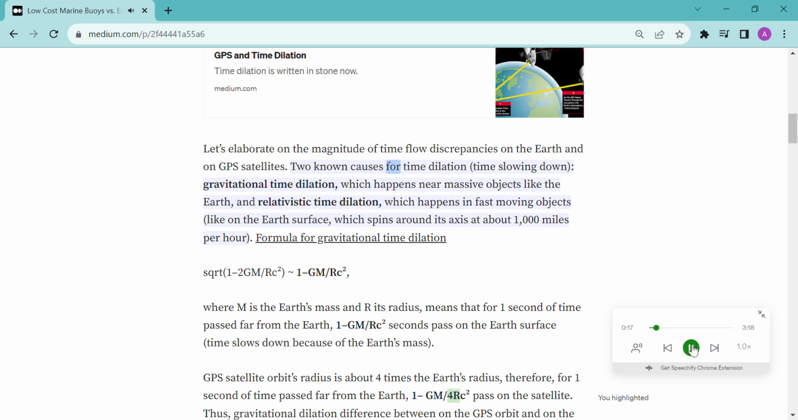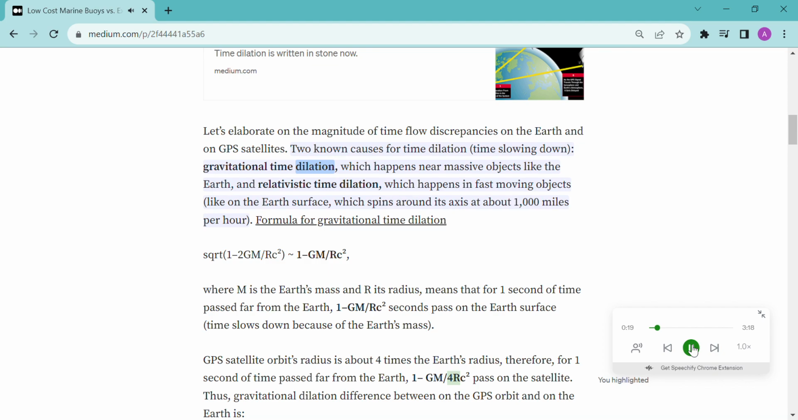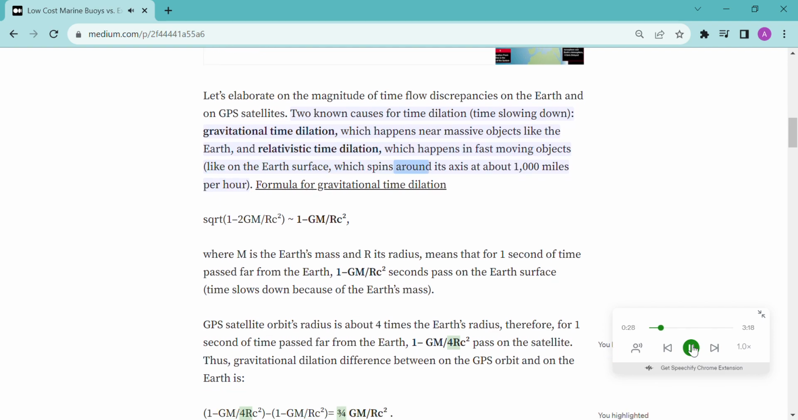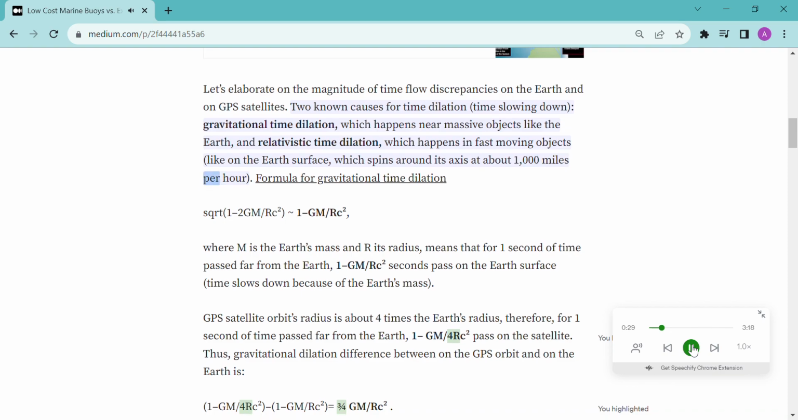There are two known causes for time dilation: gravitational time dilation, where time slows down near massive objects like the Earth, and relativistic time dilation, which happens in fast-moving objects, like on the Earth's surface, which spins around its axis at about 1,000 miles per hour.